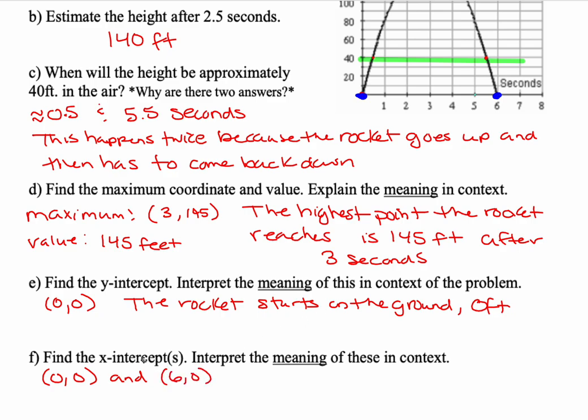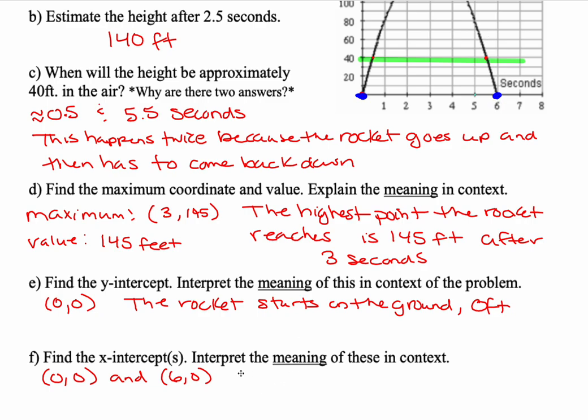So again, the x-intercept is when the y value is 0. So the 0, 0 and 6, 0, those are your 2 x-intercepts. So interpret the meaning. Here, interpreting the x-intercept, the rocket is hitting the ground, because that's the y value of 0. Basically, it's asking, when is the rocket touching the ground? So we know that the rocket is on the ground at the beginning, because that's where it started from, but it also hits at 6 seconds as well.